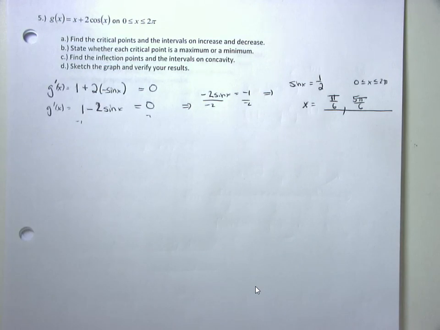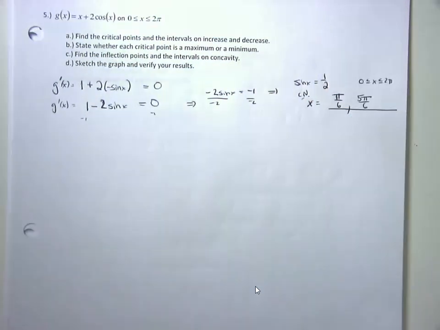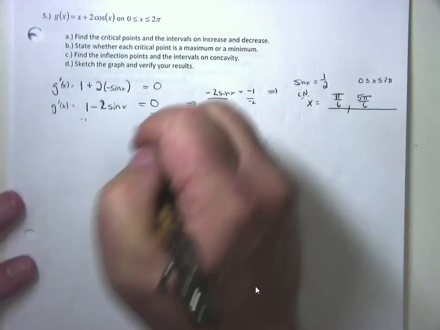30 degrees and 150 degrees for you degree people in here. But the rest of us have to use radians because it does say 0 to 2 pi. It's pi over 6 and 5 pi over 6. You with me so far? These are my CNs. But I don't want CNs, I want CPs, because we're going to graph this stuff. So what would my critical points be?